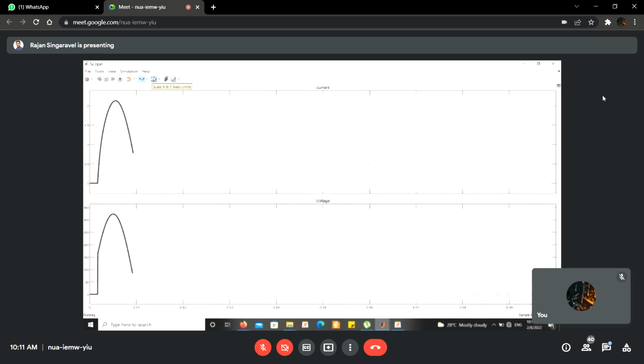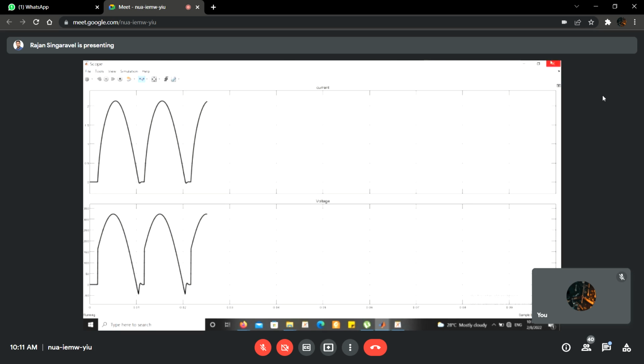Please take a look at the second waveform, not the first one. The first one is the current. Now you can see the negative part of the voltage is increasing. When you increase the inductor value, the negative part of the voltage increases, so the average voltage will decrease.